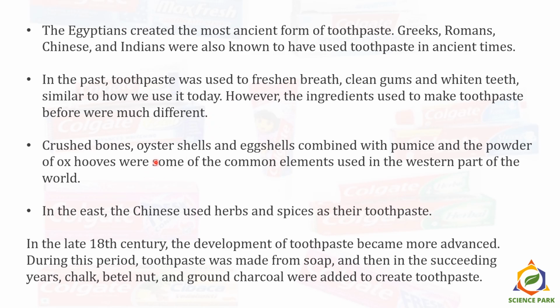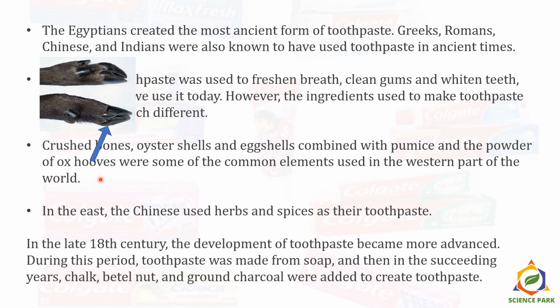Crushed bones, oyster shells and eggshells combined with pumice and the powder of ox hooves. What is ox hooves? These are ox hooves. One is an ox hoof and many are hooves. These were some of the common elements used in the western part of the world for making toothpaste. In the East, the Chinese used herbs and spices as their toothpaste.